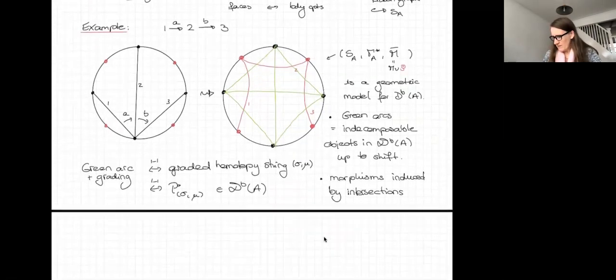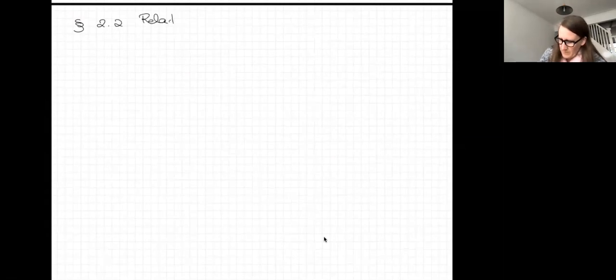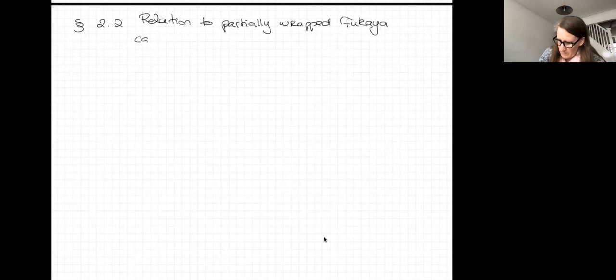And then today I want to explain, as far as I understand it and as best as I can, the relation to the partially wrapped Fukaya categories of surfaces with stops. So that's the next section, partially wrapped Fukaya categories of surfaces with stops.